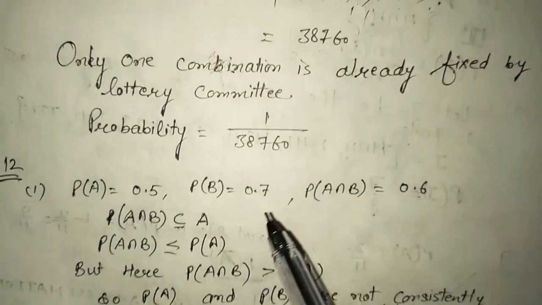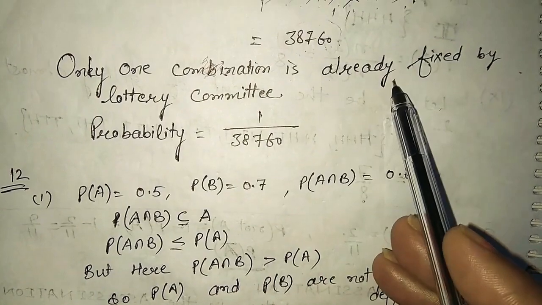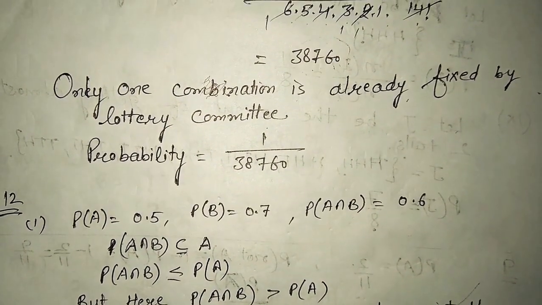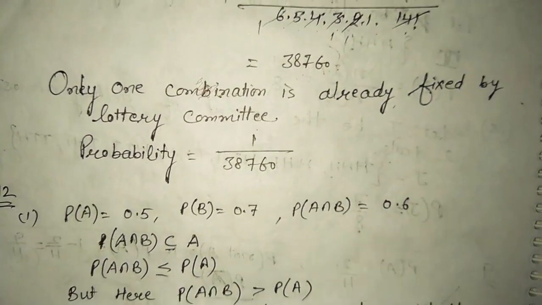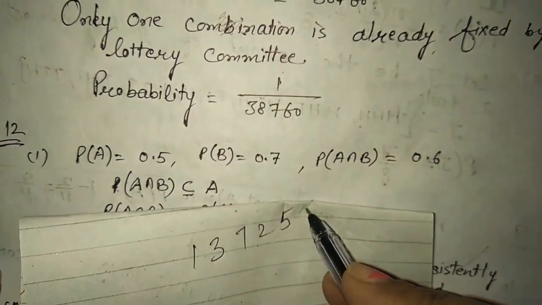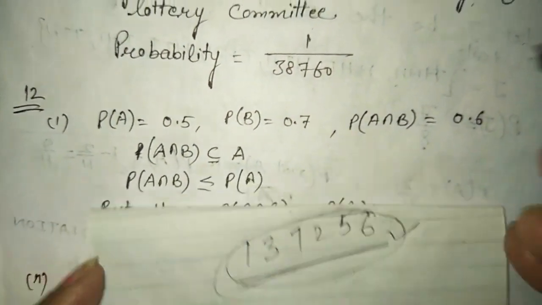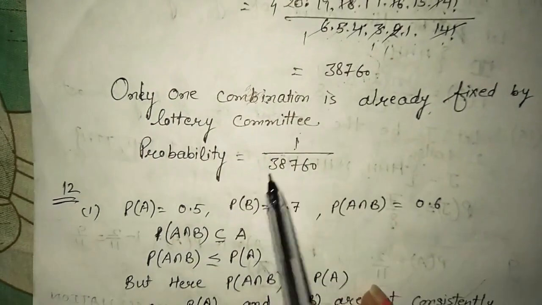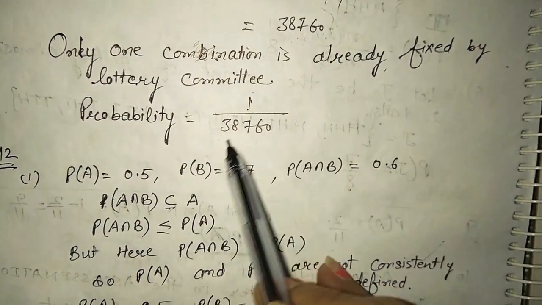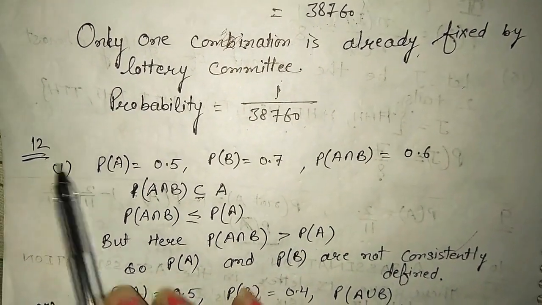And we know that if the numbers are fixed in a lottery, then only one combination is already fixed by the lottery committee. Suppose you get a lottery and the fixed numbers are 1, 3, 7, 2, 5, 6. So this is fixed, and this is only one way. So the favorable outcome is 1 and the total is 38,760. Then what is the probability? 1 upon 38,760. Now look at the 12th question.